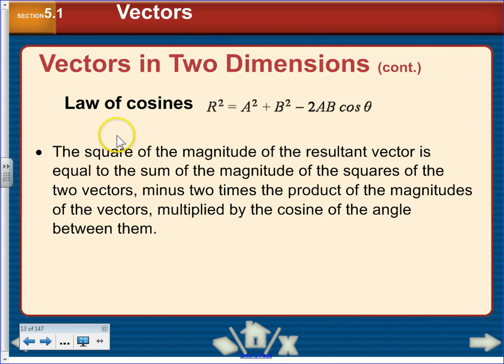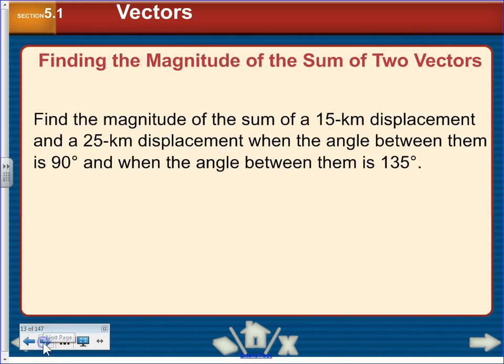We also have the law of cosines, which looks almost like Pythagorean theorem, except we add something to the end of it: negative 2AB cosine theta. So this just kind of describes it. You could stop the video and read it if you want.